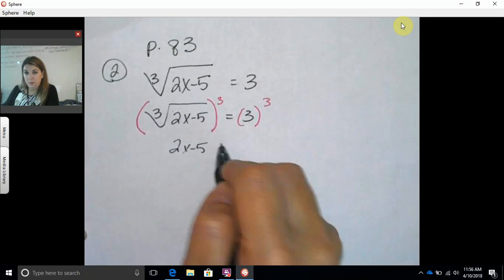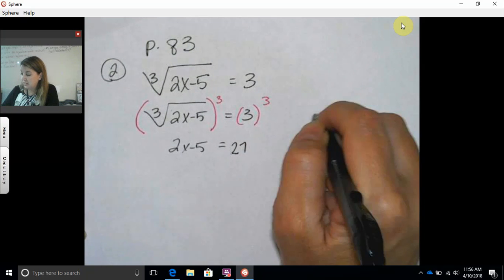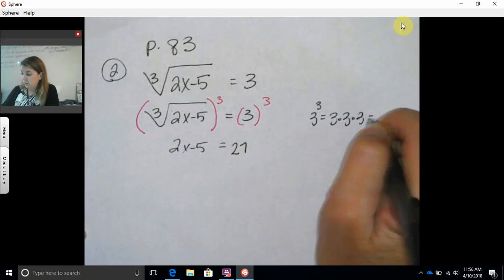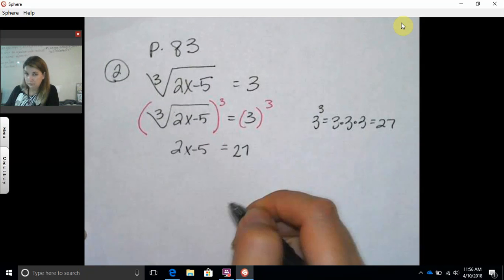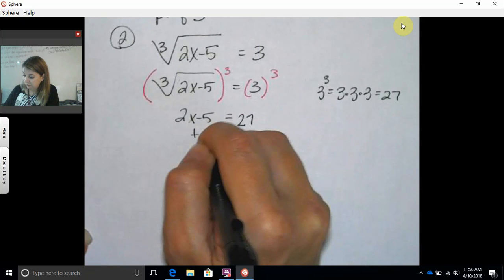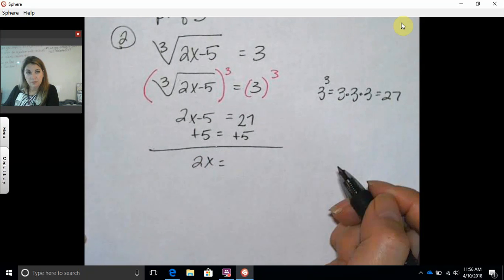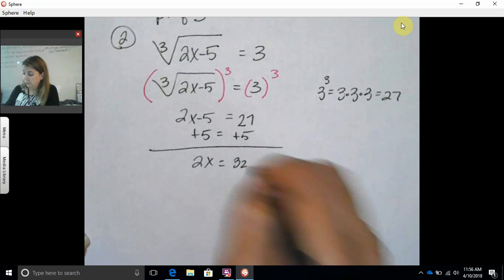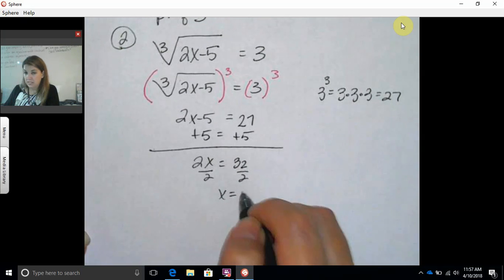What do you think 3 cubed is? 27. It does not mean 3 times 9. 3 cubed means 3 times 3 times 3. Multiply together. Now what? Add 5. 2x equals... what is it? 32, yeah. Divide by 2 and x equals 16.